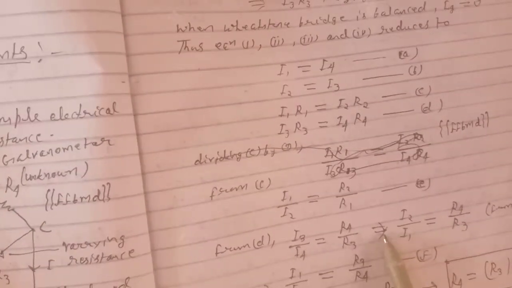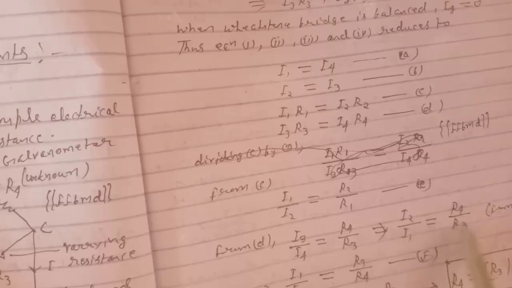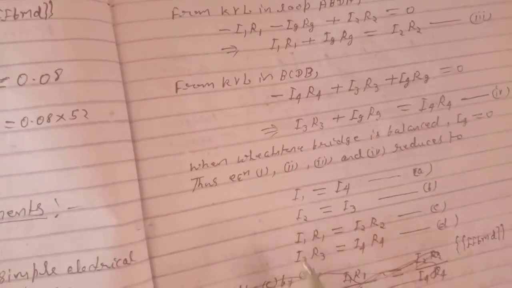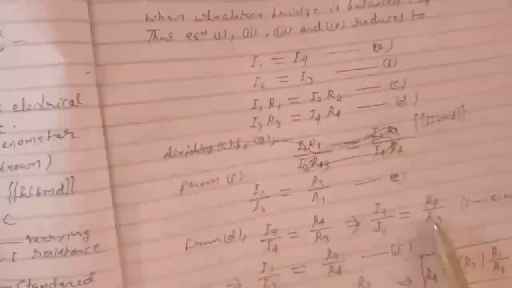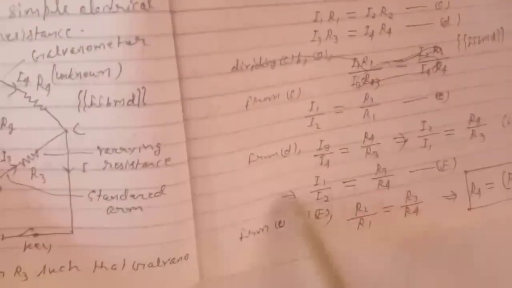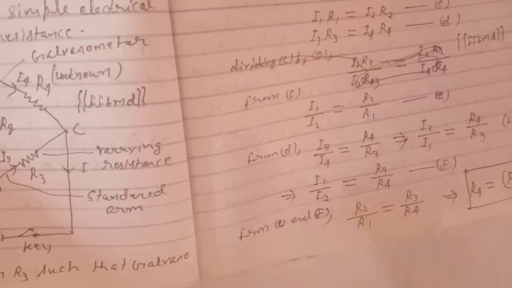Now, I2 by I1 equals R4 by R3, because dividing B by A, I2 by I1 will be I3 by I4, and I3 by I4 is R4 by R3. So I2 by I1 will be R4 by R3. Again, reversing this, I1 by I2 will be equal to R3 by R4.